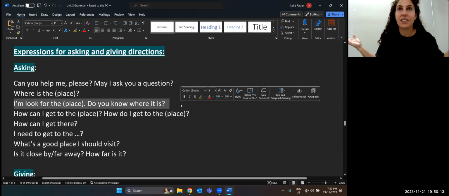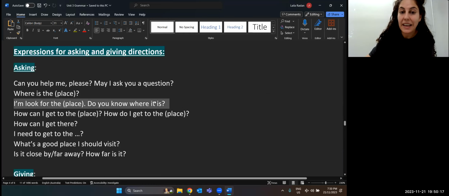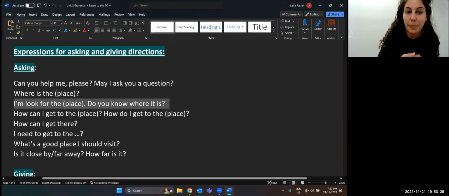I'm looking for the bank. Do you know where it is? So it replaces the place because I don't want to keep repeating, I'm looking for the bank. Where is the bank? Do you know where the bank is? We don't want to keep repeating the noun. So we say it after. I'm looking for the bank.